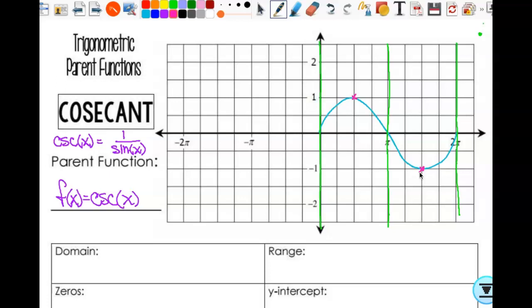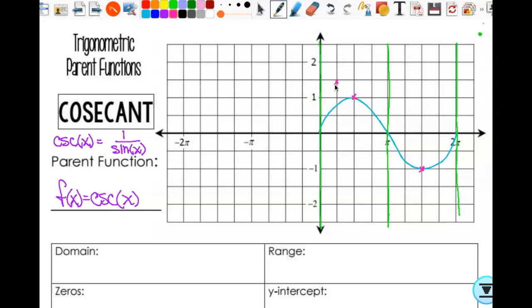Square root of 2. Okay, so that's about 1.4. That's going to be good enough for us to get on this graph, okay? So at pi fourths, the cosecant of pi fourths is square root of 2, which is about 1.4. So we'll go to 1.4, and we'll put another point. Okay? So that's at pi fourths.